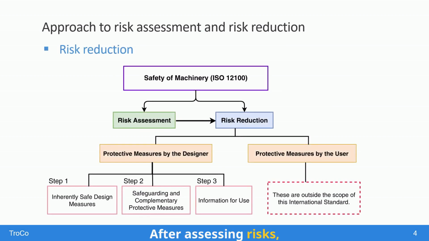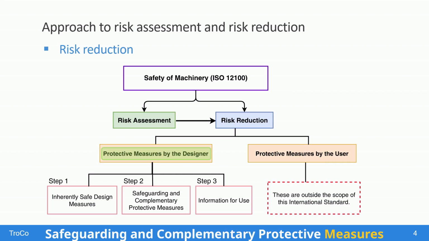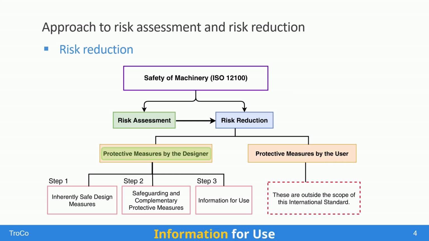After assessing risks, the next step is to apply protective measures to eliminate hazards or reduce risks. These measures involve both designers and users, but design stage measures are prioritized because they are generally more effective than anything added later. ISO 12100 describes this hierarchy of measures in the 3-step method. Step 1. Inherently safe design measures. Step 2. Safeguarding and complementary protective measures. Step 3. Information for use. Step 1 is the most important, and Step 2 takes priority over Step 3.